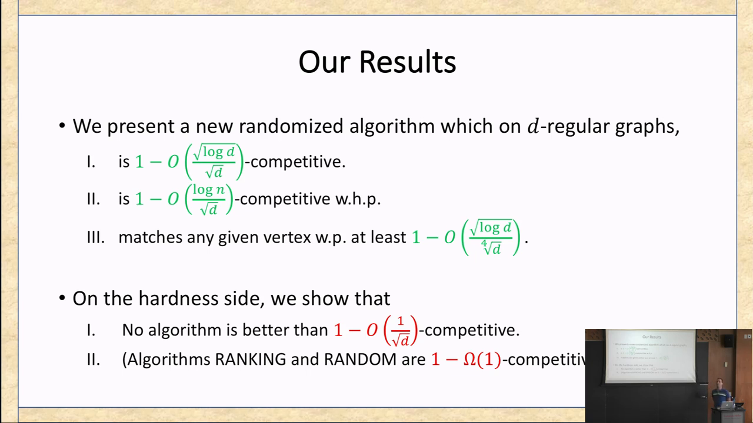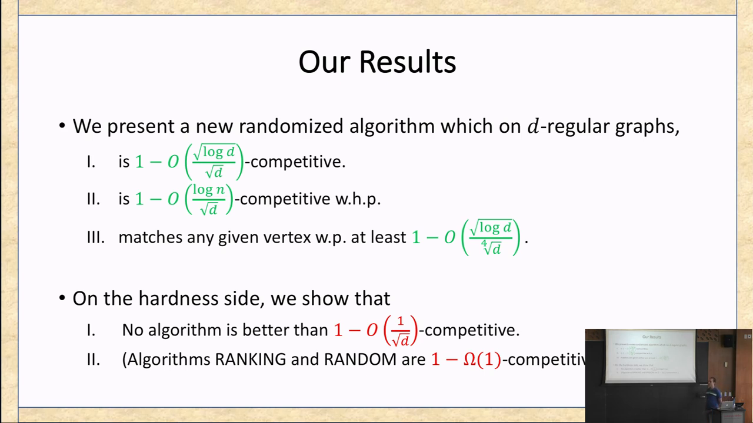Yes, Anupam? On the previous slide, you said ranking plus random is 1 minus 4. Ranking and random are both. So it's not like some kind of combination of the two. For some stochastic arrival model, ranking is 1 minus order 1 over square root of d competitive. And for another one, random does the same.